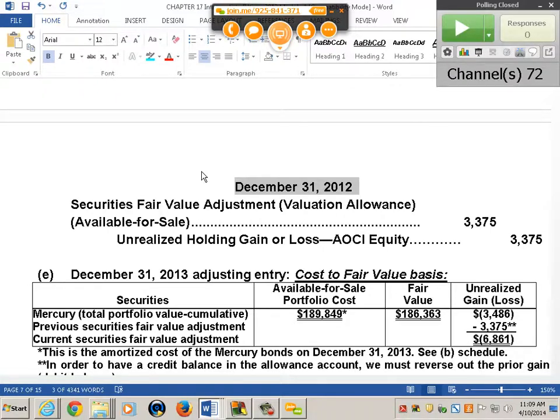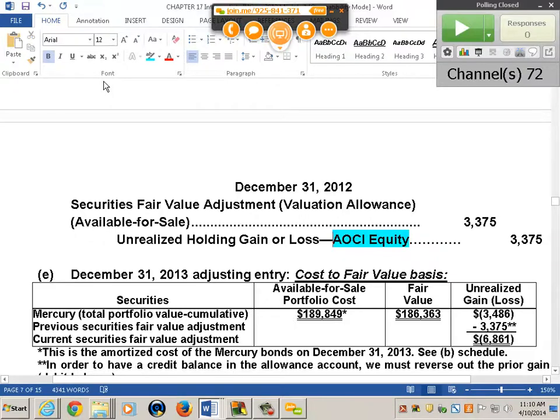Now, once again, not a big issue for me if you put accumulated other comprehensive income, AOCI, whatever you'd like to call it. If you want to call this securities valuation allowance, or valuation allowance, it really doesn't bother me. But there is zero way of getting any points if you leave off the fact that that unrealized holding gain is going into stockholders' equity. You don't have to call it AOCI, but you just have to let me know that that goes into stockholders' equity. So this is a critical piece of information.